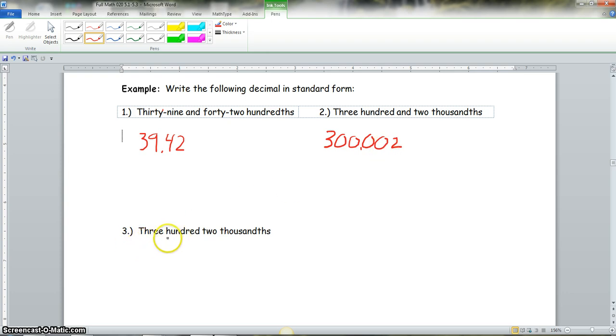Now we come down here to number 3. It says 302 thousandths. So if you notice, there's no and here. So that means that all of this is behind the decimal. So we'll have 0 and our decimal. Now in this last problem, we notice that the thousandths place is 3 digits behind the decimal. This is 302 thousandths. So that would stretch in those 3 places. So we'll write 302, and this 2 is in the thousandths place. So it'd be 0.302, and that's it for that problem.